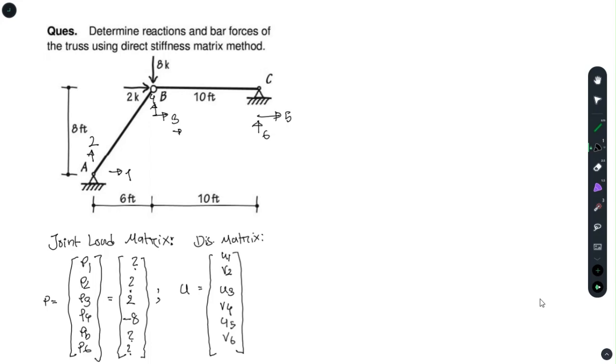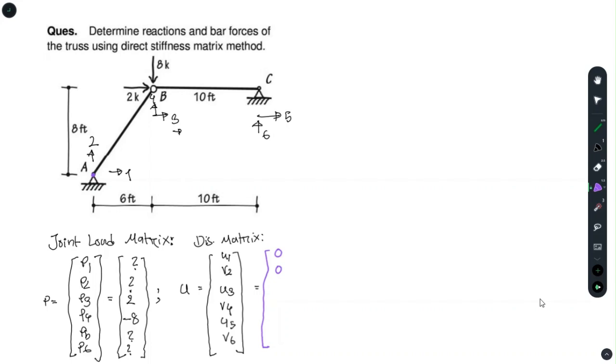And if you look cautiously, you will find that at joint A, it is pin supported. A pin support doesn't allow horizontal or vertical movement. So we can say that U1 is 0 since it cannot move horizontally, and at joint A it cannot move vertically either, because a pin joint will not allow a vertical movement, so that will be 0 as well.